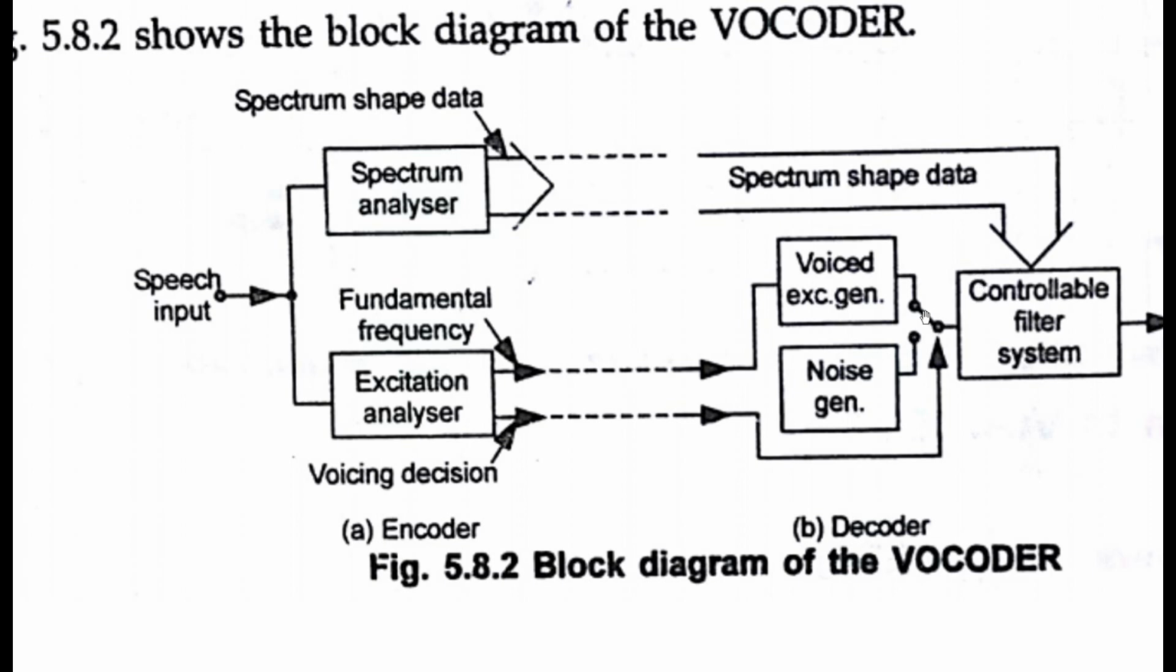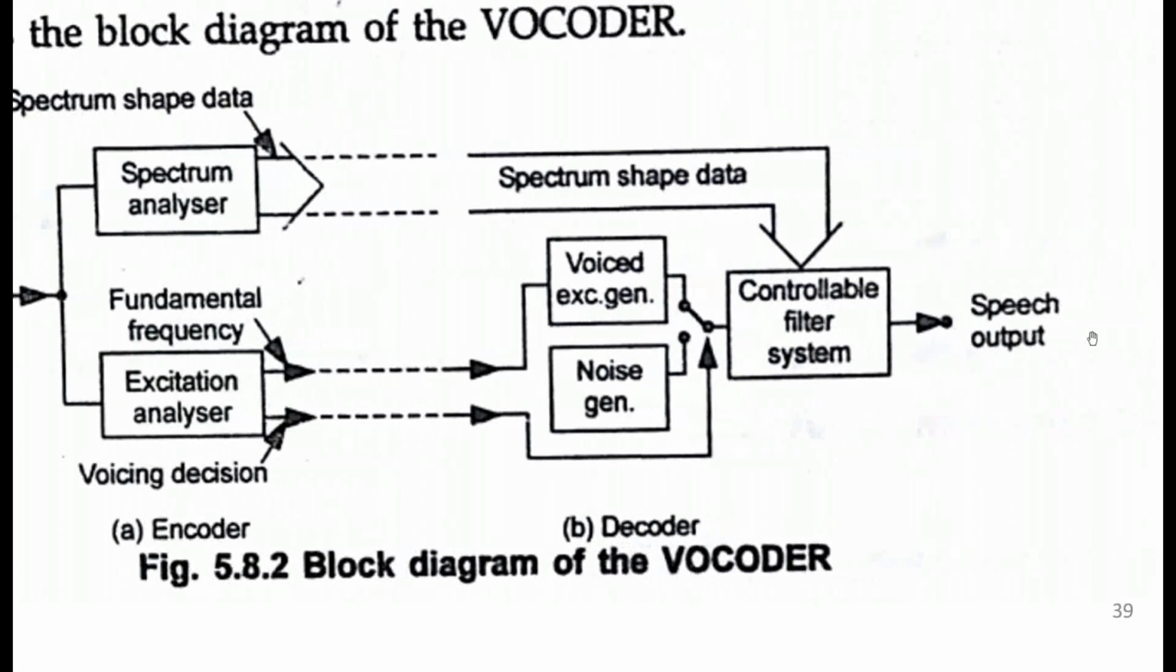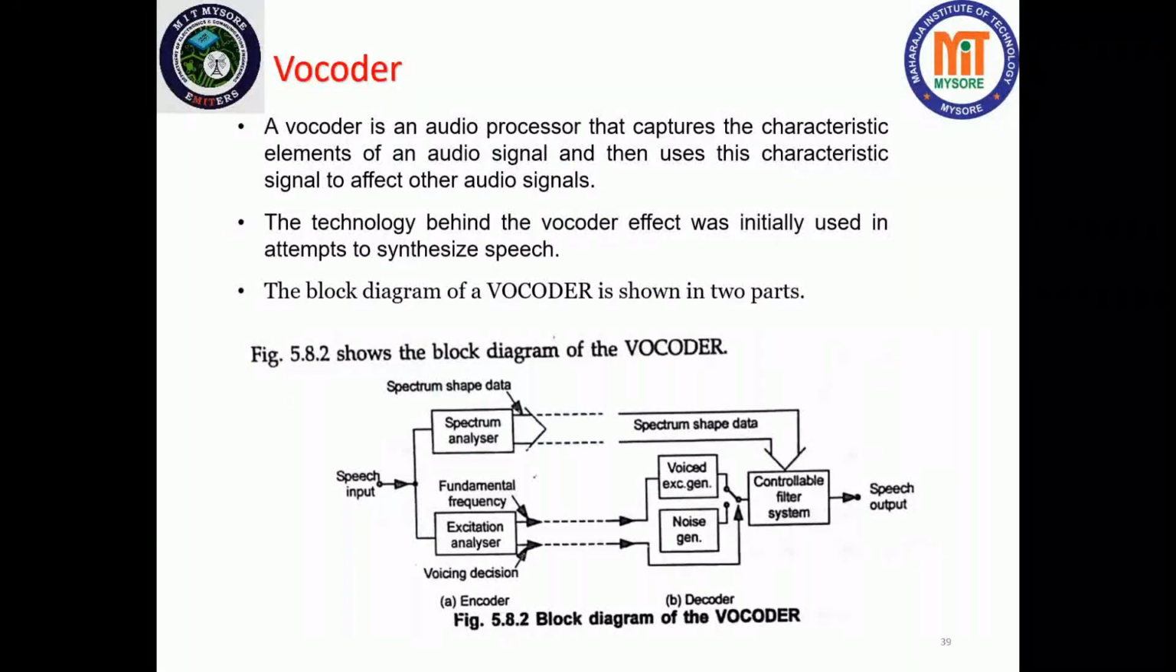When this is added, the combined signal is given to the control filter system, which takes another input from the spectrum analyzer, that is the different spectral components. Using this information, the filter constructs a speech signal and outputs it. So that is the work of the decoder. I hope you have understood this concept.